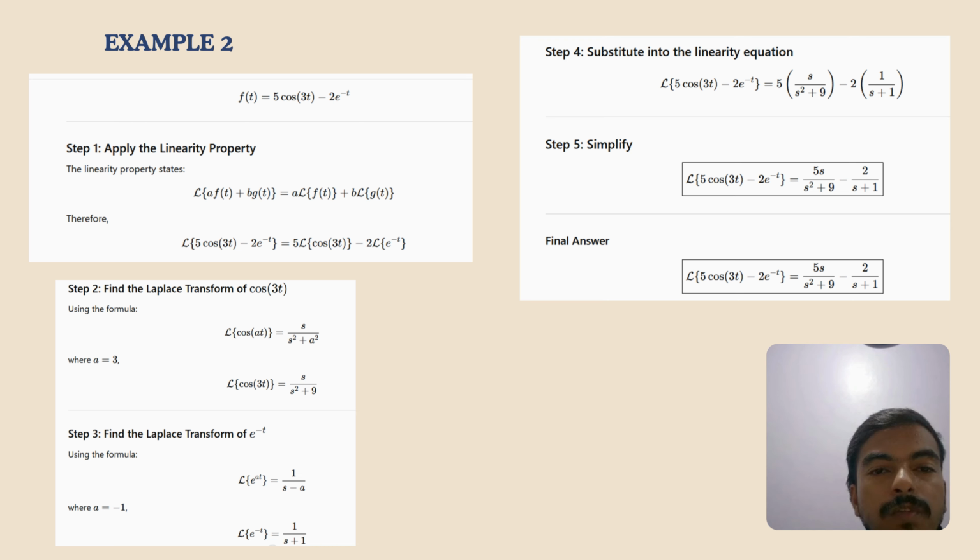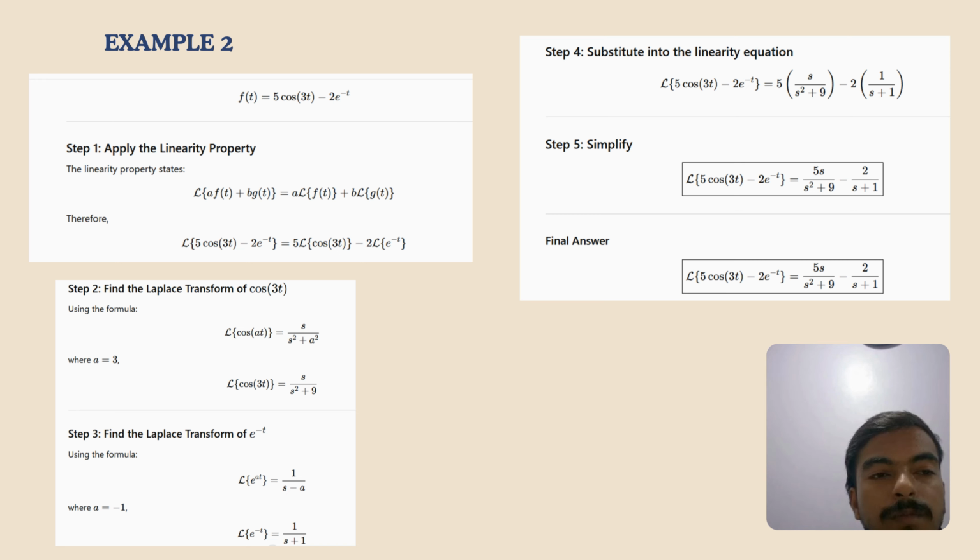After we include our question into the formula, we must move on to step 2, that is, find the Laplace transform of cos 3t. For this, we use the formula Laplace of cos at equals s over s squared plus a squared. Here a equals 3, so we include the value of a, and Laplace of cos 3t equals s over s squared plus 9.